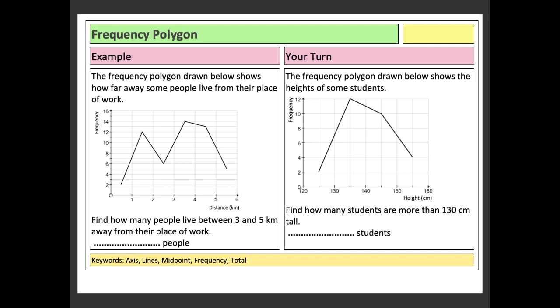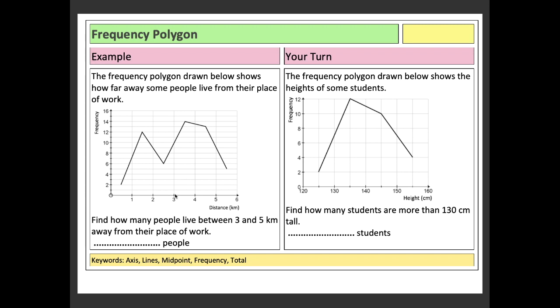Now the thing that you need to remember is that the points represent the frequency, okay? The points represent the frequency. So where it's kind of changing direction represents the frequency. So for this one here, it's going to be between 0 and 1, and the frequency is 2. Between 1 and 2, the frequency is 12, okay? That's important.